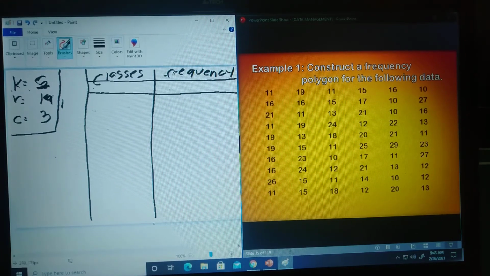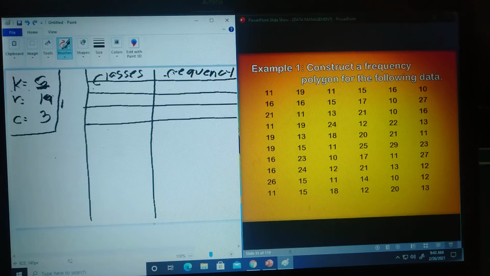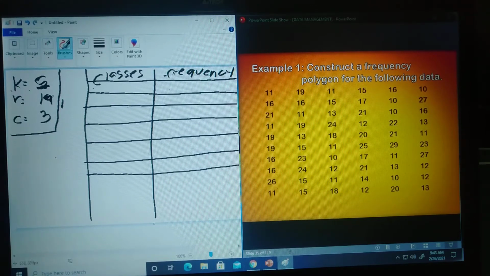And that's the first class, and then second class, third class, fourth class, fifth, sixth, and then 7. So here we have 1, 2, 3, 4, 5, 6, 7.